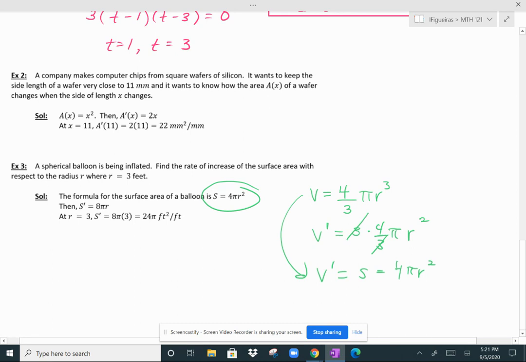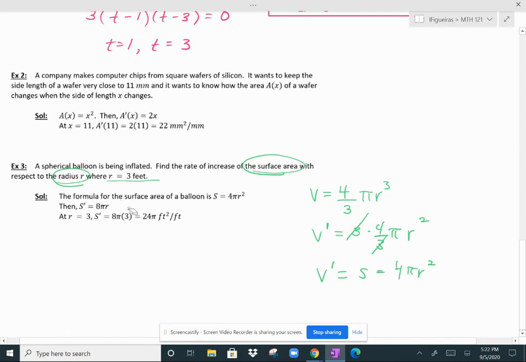Okay, so getting back to the problem, I need to find the instantaneous rate of change, right? And so we can see it's the increase of the surface area with respect to the radius r. So I have to find S prime. So S prime is equal to, using power rule again, 8 pi r. And then you're told that r is equal to 3. So you plug in 3 for r, and you get 24 pi.